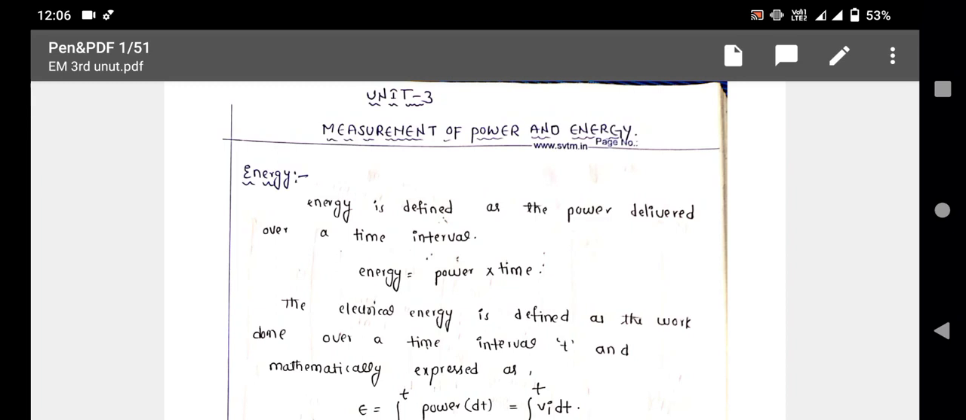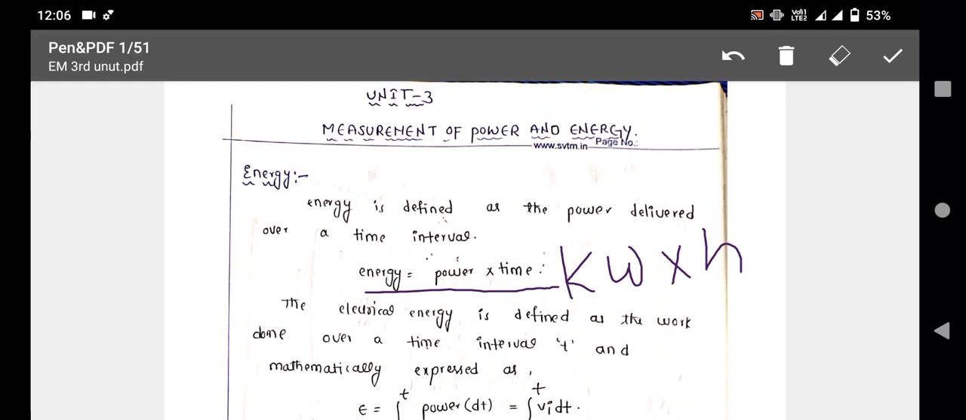What is power? Power is energy transferred over a period of time. Energy is defined as the product of power and time; it is power consumed over a period of time. Energy equals power into time. Power is measured in kilowatt, and time is measured in hour. The unit for energy is kilowatt hour, and the unit for power is kilowatt. From this equation, power equals energy by time.